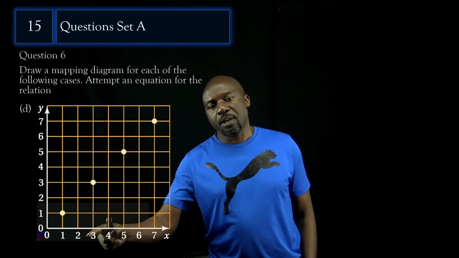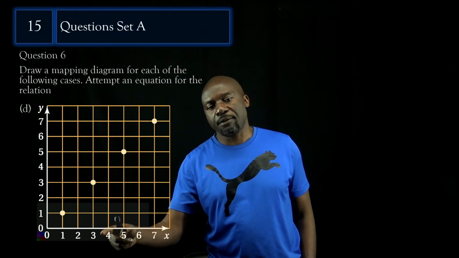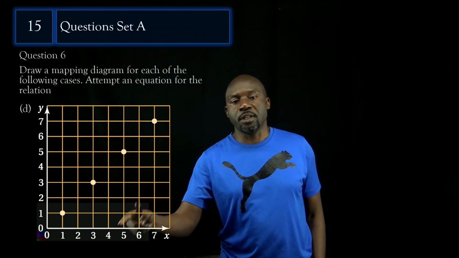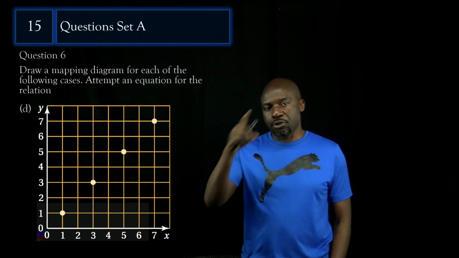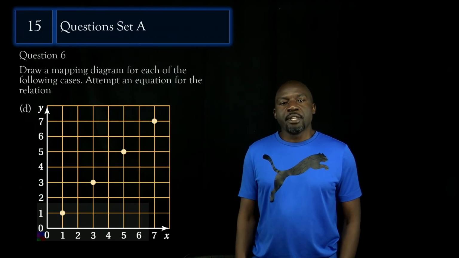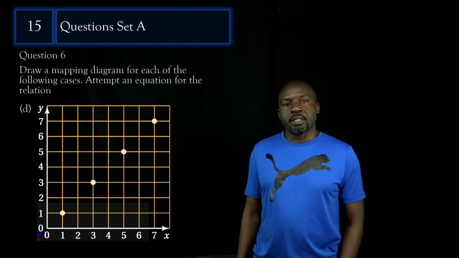We have 3 and 3. We don't have 4. We don't have 3.5. We don't have 3.2. We don't have 3.001. We only have 3. Then we have 5, and so on. So this is a discrete relation. We cannot join the points with a straight line. Okay. So draw a mapping diagram.